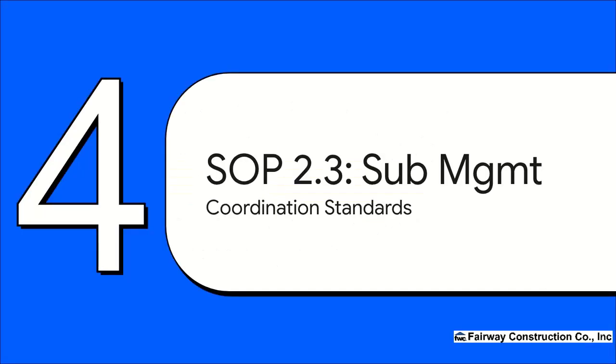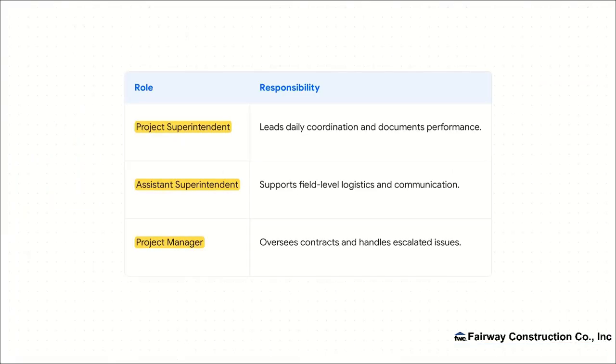All right, so we've got our daily log and our 3-week plan. Now let's talk about the teams who actually execute that plan. That brings us to SOP 2.3, which is all about subcontractor management and coordination. This is how we set expectations and manage those crucial relationships out in the field. And again, we've got very clear roles here to keep everyone focused.